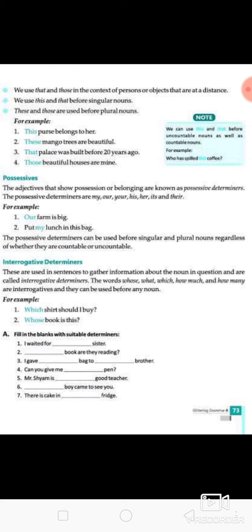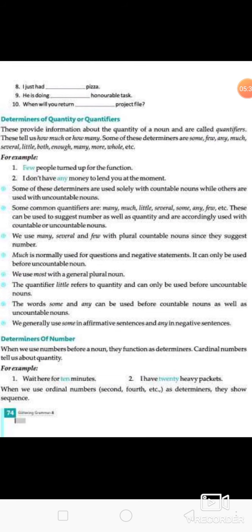There is one exercise for you. I waited for dash sister. You can fill it. The possessive will come: my sister, his sister, or any kind of possession we can use. Any possessive or determiner that gives you a complete, appropriate sense can be used. Now, after this exercise, there are 10 sentences. All are expected to work on this.